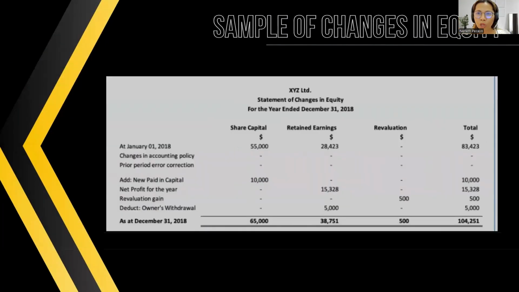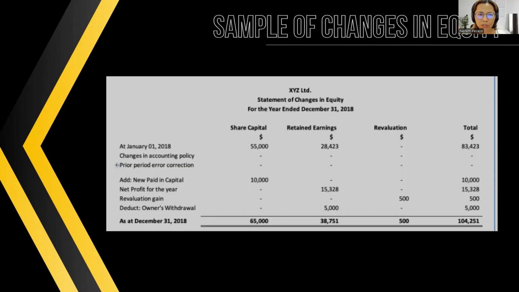So this is an example of changes in equity. At January 1, the figures here are the balances on December 31, 2017. We have to carry over the balances there, and they will be considered the beginning balance of the next period. In our example, nothing changes in the accounting policy.